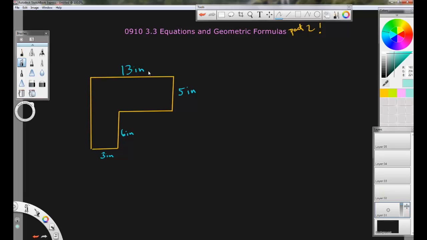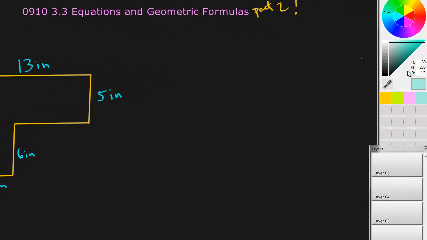Why, hello. We're back to 3.3. Now some applications. Here we're going to find the area. So let me write that. We're going to find the area.